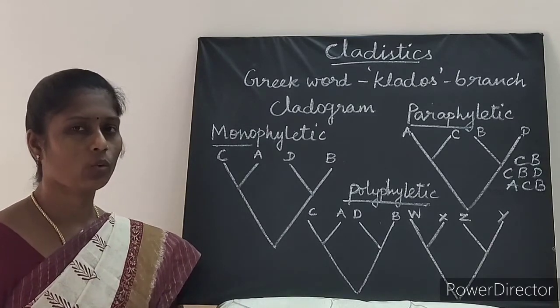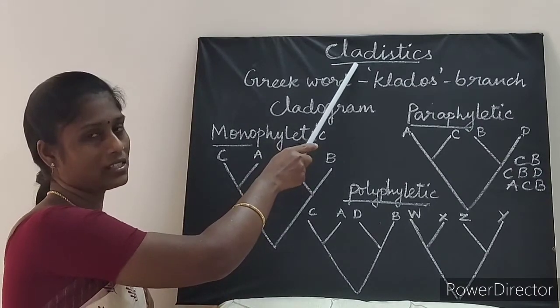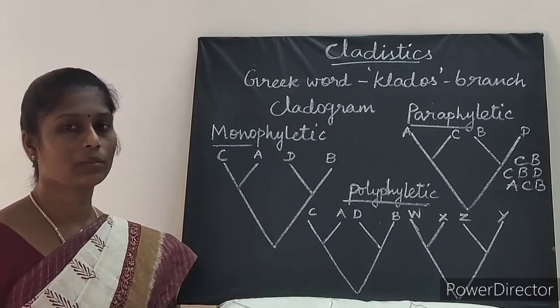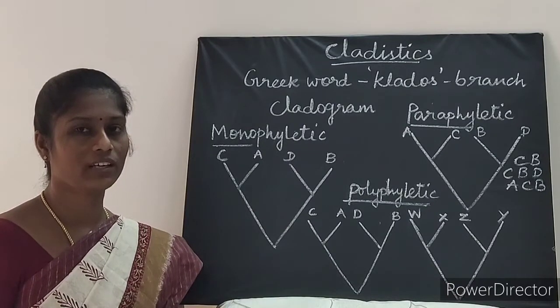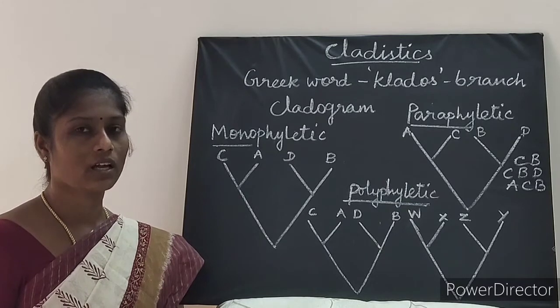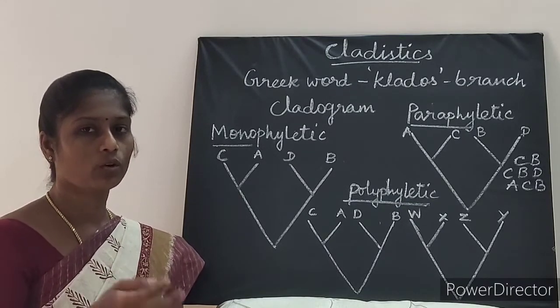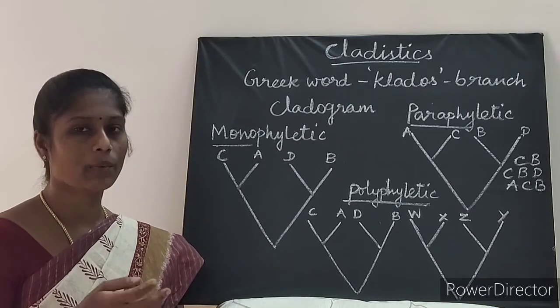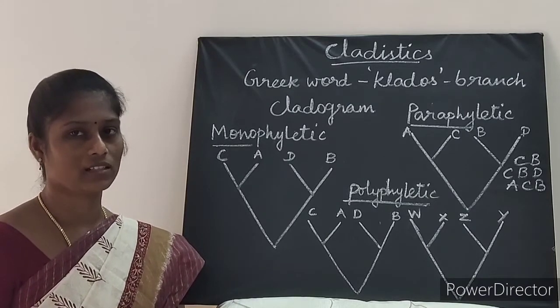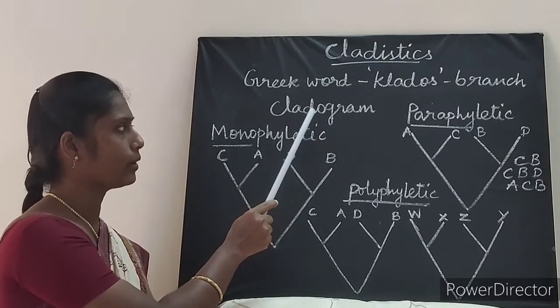What is cladistics? Cladistics is a method of classifying the monophyletic group of common ancestor. It is a method of grouping the organisms into monophyletic groups of common ancestors based on apomorphic characters. Okay. What is a cladogram?